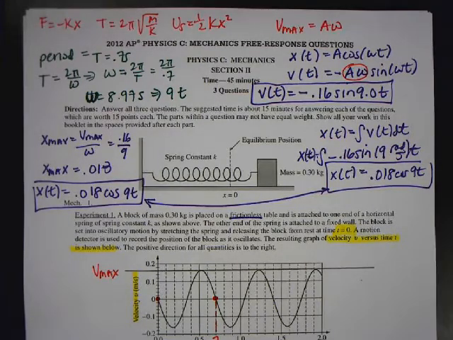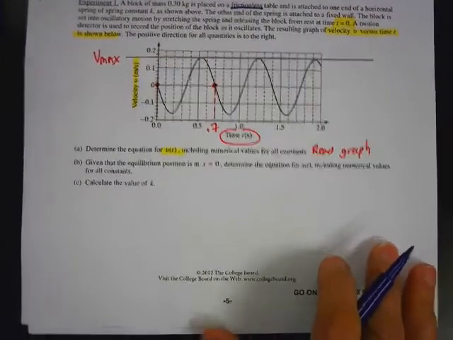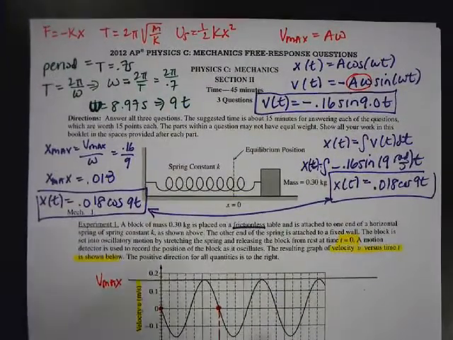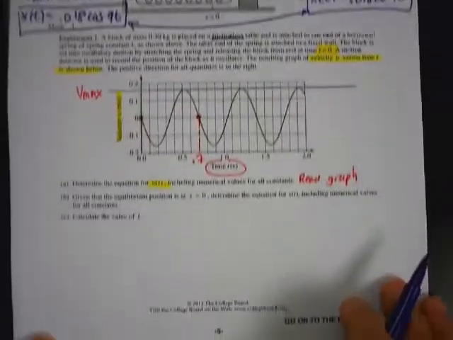All right. Now we're on part C. Part C says find K. So to find K, I'm going to have to use one of my equations that has K in it. When I go back and look here, I already know the period: T is equal to 2 pi times the square root of m over k. So that's super easy.